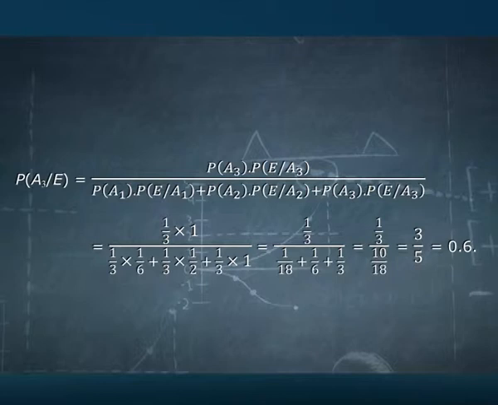This is equal to 1 by 3 times 1, the whole thing divided by 1 by 3 times 1 by 6 plus 1 by 3 times 1 by 2 plus 1 by 3 times 1, which is equal to 1 by 3 divided by 1 by 18 plus 1 by 6 plus 1 by 3, which is equal to 1 by 3 divided by 10 by 18. So that is equal to 3 by 5, which is giving us 0.6.